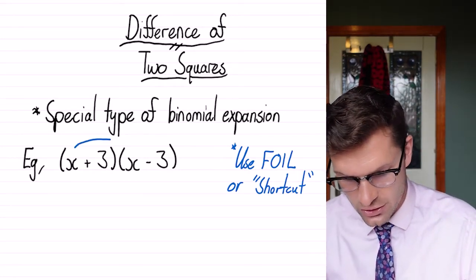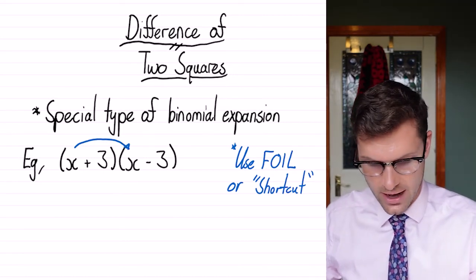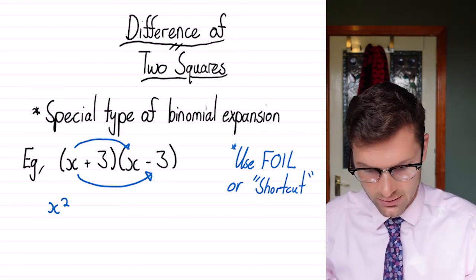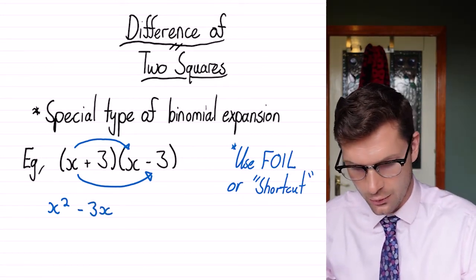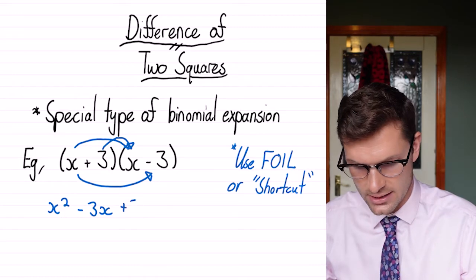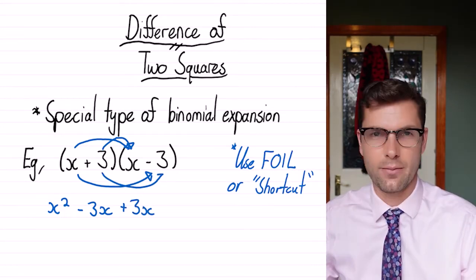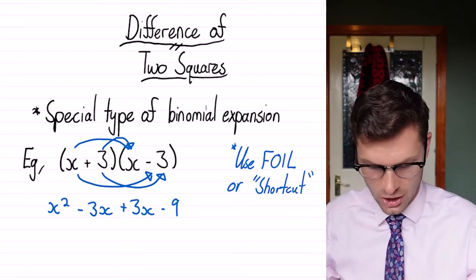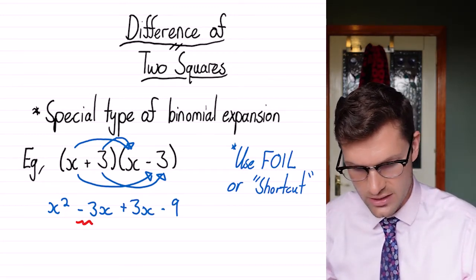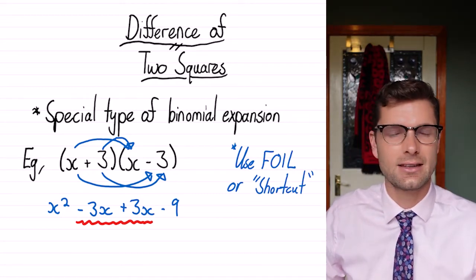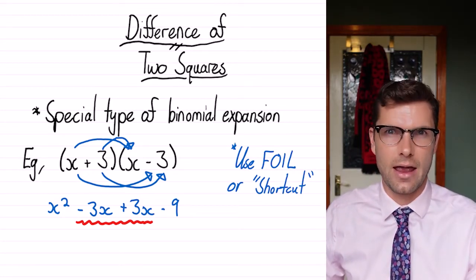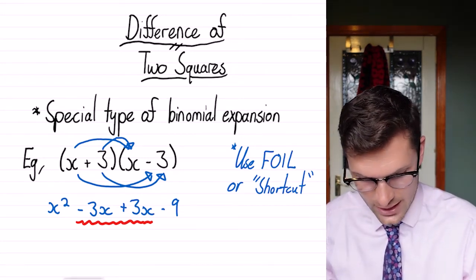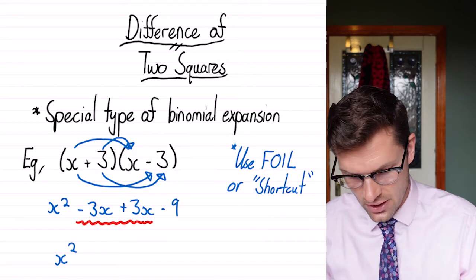So we take the first two terms, multiply them together. So we've got x squared, x multiplied by minus 3 is minus 3x, 3 multiplied by x is plus 3x, and then 3 multiplied by minus 3 is minus 9. When we collect these like terms, we can see that the two middle numbers, minus 3x and plus 3x, equal nothing. They cancel each other out completely. So all we're left with is x squared minus 9.